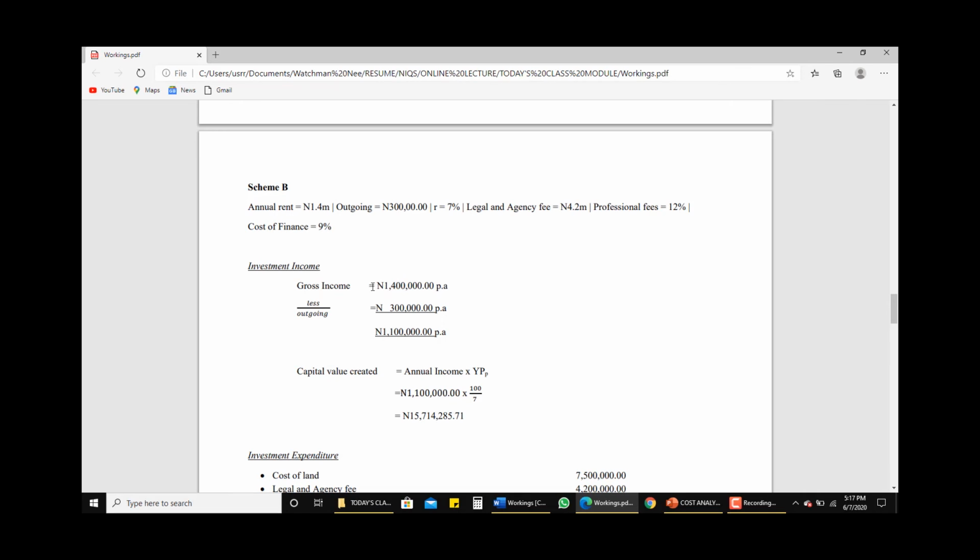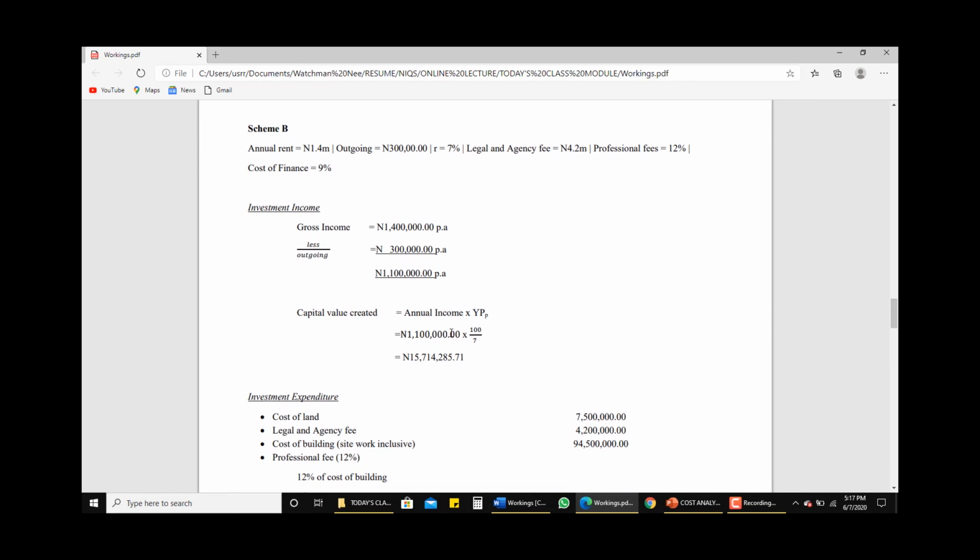So, as a result, our annual rent is 1.4 million naira, and there is an outgoing, that is the running cost and the periodic cost, which could be the cost of repair, maintenance, and the likes of them. So we are going to less that outgoing from our annual rent to get the net income. So the net income here is 1.1 million naira.